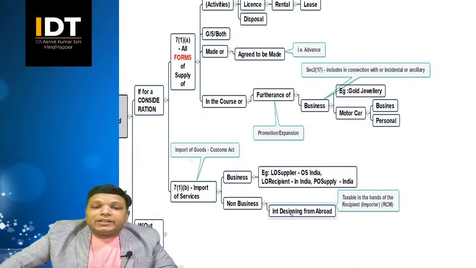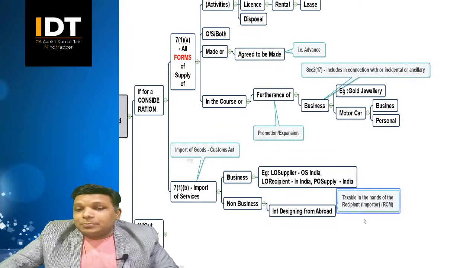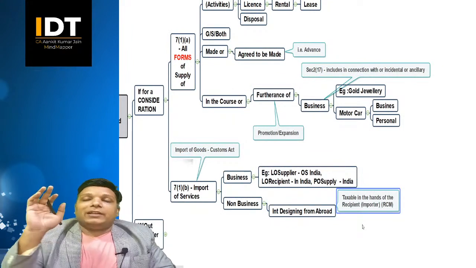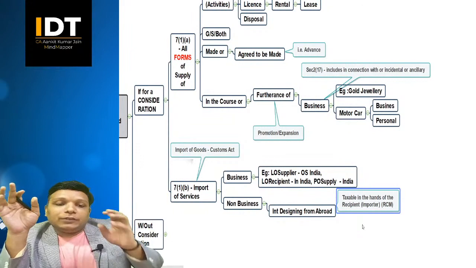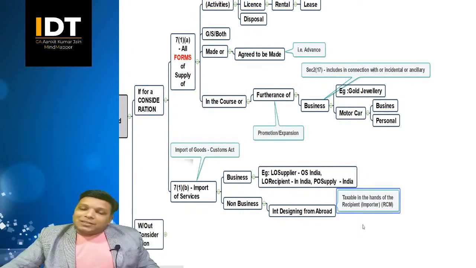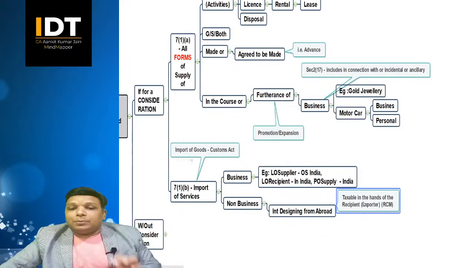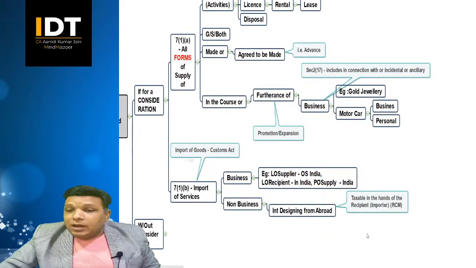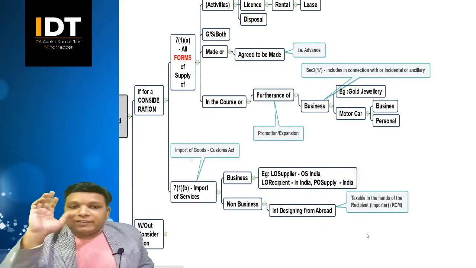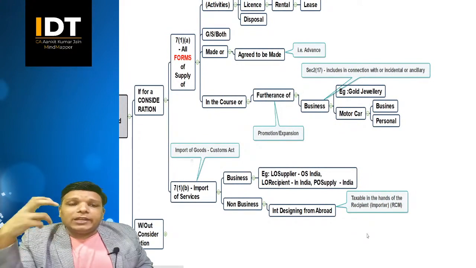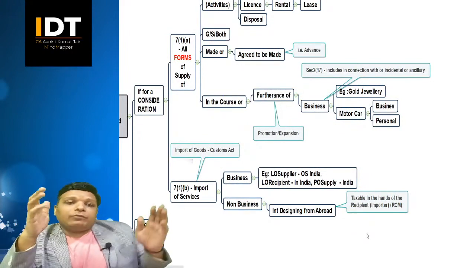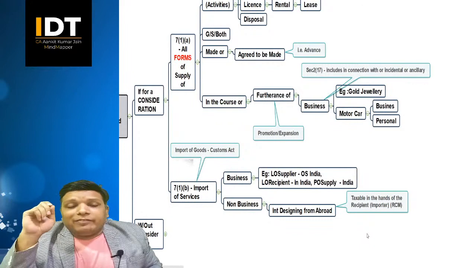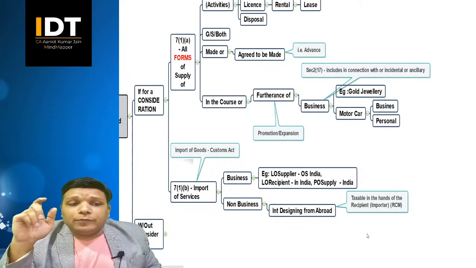That means interior designing from abroad. So it is taxable in the hands of the recipient, that is the importer. So in case of import of services, the taxability is in the hands of the recipient, that is, the importer will have to make the payment under the reverse charge mechanism, RCM, correct everybody? So we are just trying to link each and every aspect of this particular section 7(1)(a) when we are dealing with the concept of scope of supply.